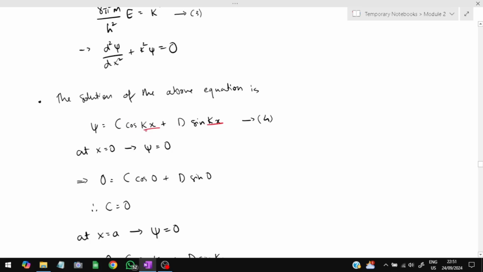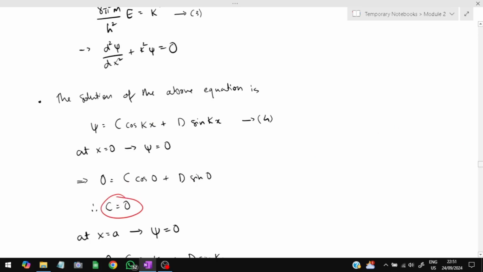Now we are considering it at two points. When x is equal to 0, the W value is equal to 0. So substitute x is equal to 0 here, and W is equal to 0. So what we obtain here is 0 is equal to C cos 0 plus D sin 0. That is equal to nothing but C is equal to 0.